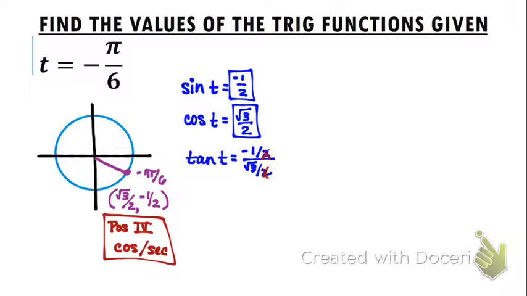So I've got those denominators that are going to cancel, but that still leaves me with a radical in my denominator. So when I rationalize the denominator, what do I get? Negative 1 square root of 3 over 3. So far, so good? Remember, tangent is y over x. Sine over cosine.